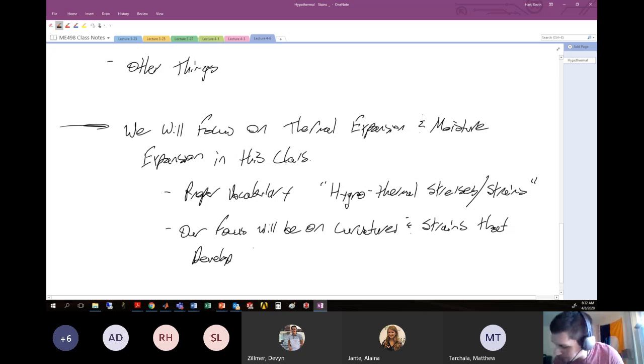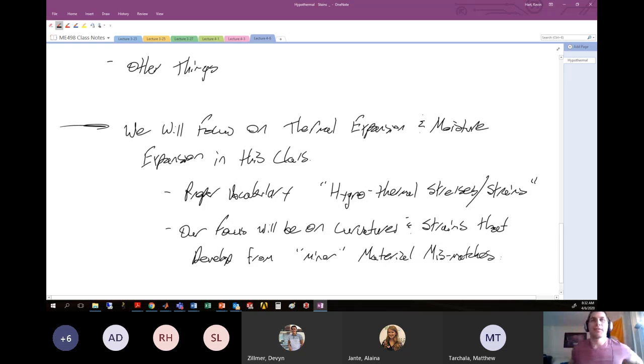And these develop from what I'll say minor temperature changes or minor material mismatches. Okay, so I would classify stresses and strains that develop inside of a composite because of these thermal expansions as relatively minor or major.